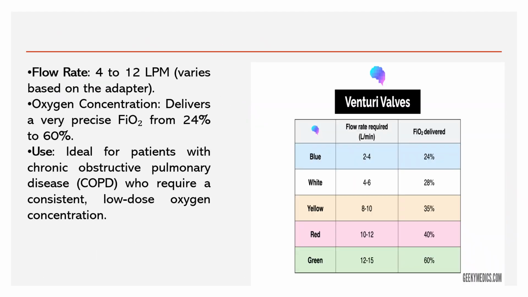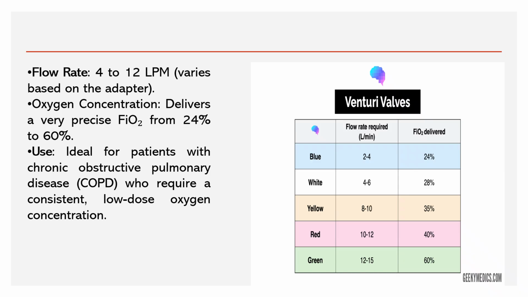The Venturi mask flow rate is 4 to 12 liters per minute. It varies based on the adapter. Oxygen concentration delivery is very precise, 24 to 60 percent of FiO2 we can give. Ideal for patients with chronic obstructive pulmonary disease, COPD patients, who require a consistent low dose of oxygen concentration.